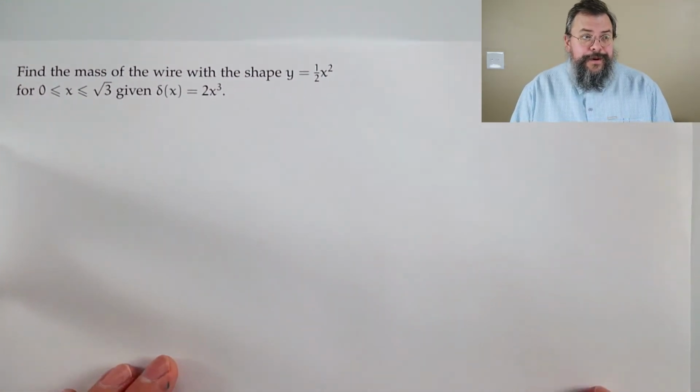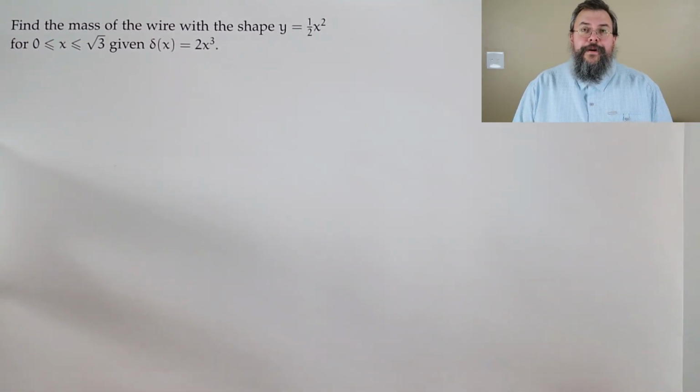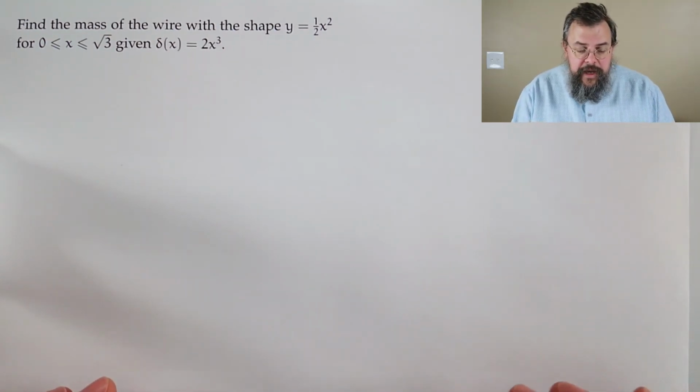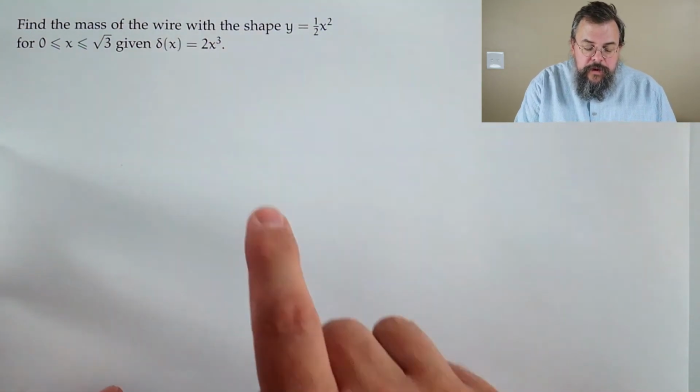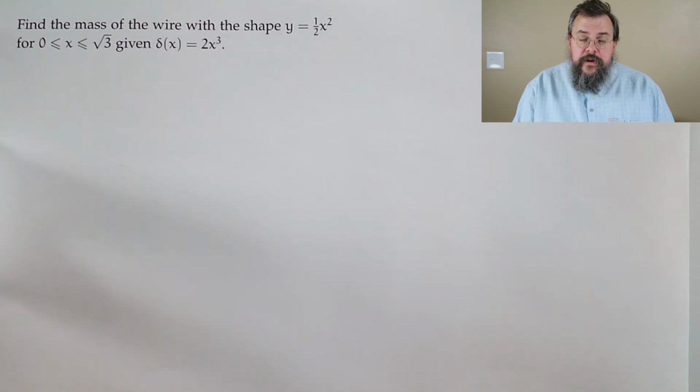Okay, and that brings us to our last problem. Woohoo! We shouldn't be happy it's the end, but we should be happy that we got to do fun problems. So, what's our last one? Find the mass of the wire with the shape y equals a half x squared, where x goes from 0 to square root of 3, given that our density is 2x cubed.